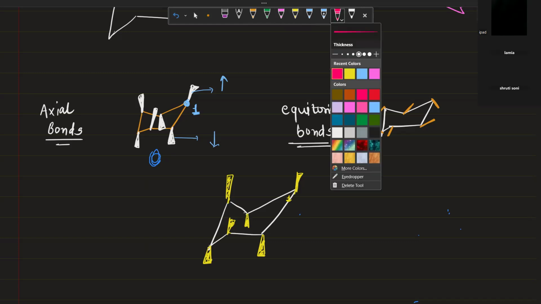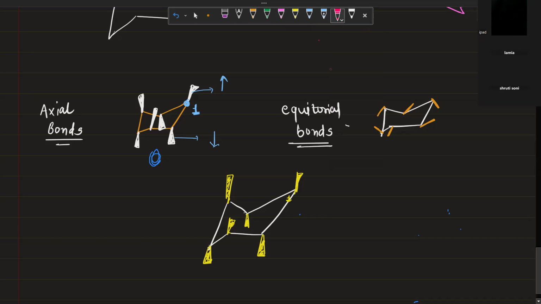This is for axial. Oh, axial. Okay. Then I will add equatorial. Axial bonds start from the upper side. Sorry, no, equatorial starts from the bottom side. Okay, then bottom, then this will be on the above side.